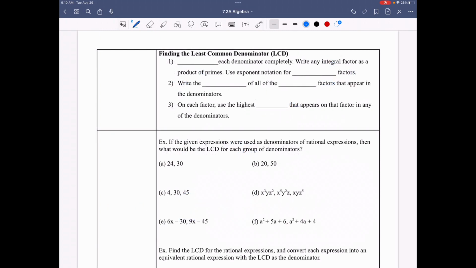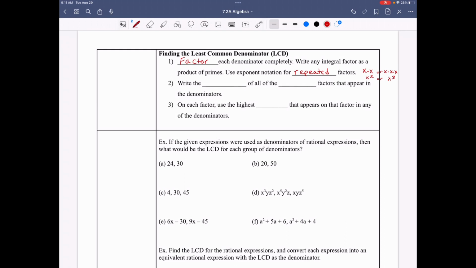Here are some steps for finding the least common denominator. The first thing that we do is we factor each denominator completely and write any integral factor as a product of primes. Use exponent notation for repeated factors. So you might have like an x times x or an x times x times x, and we'll just write that as x squared or x cubed, if that makes sense.